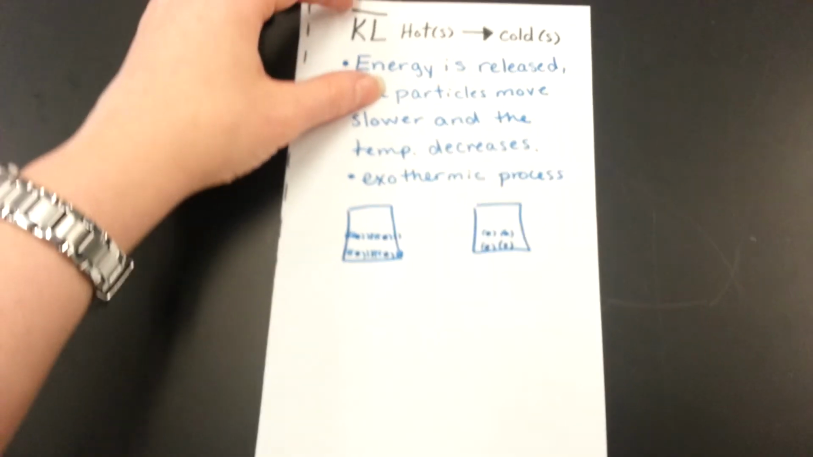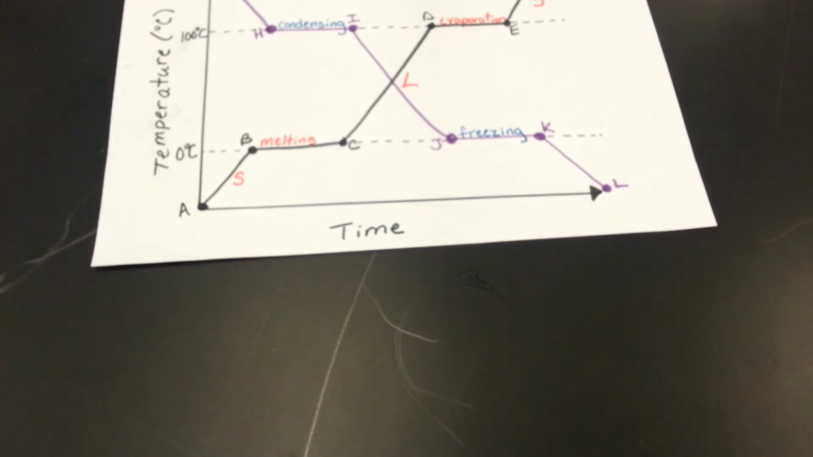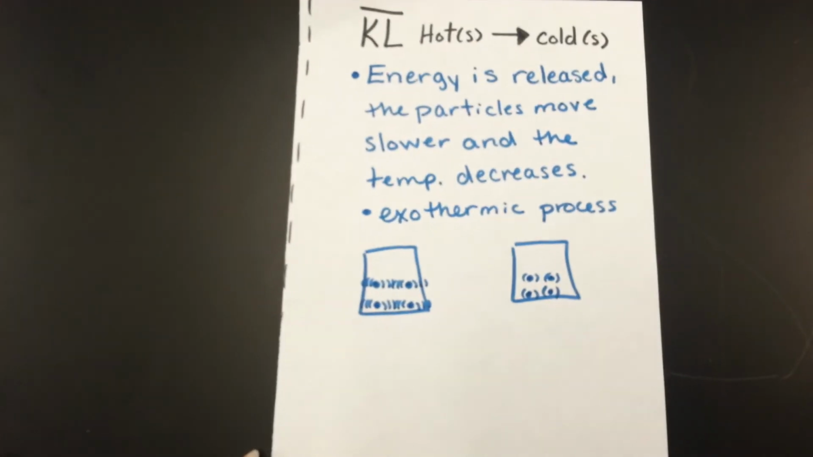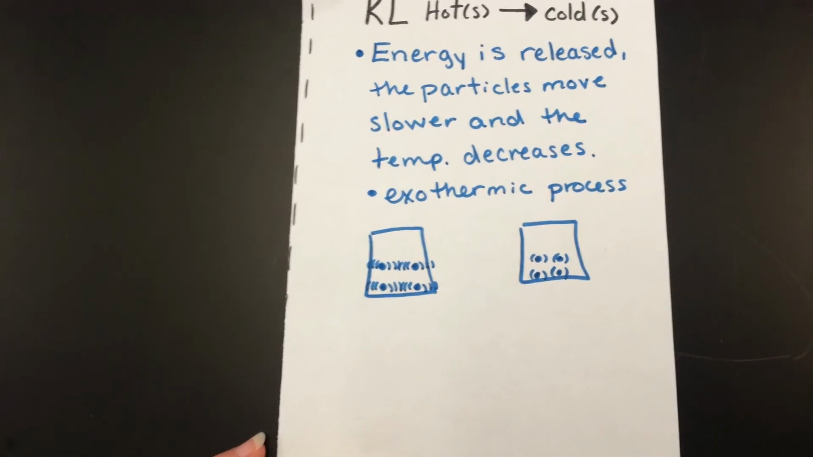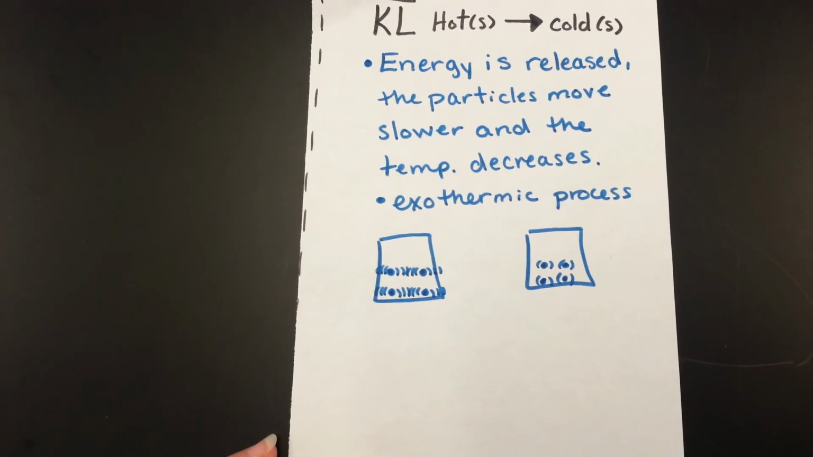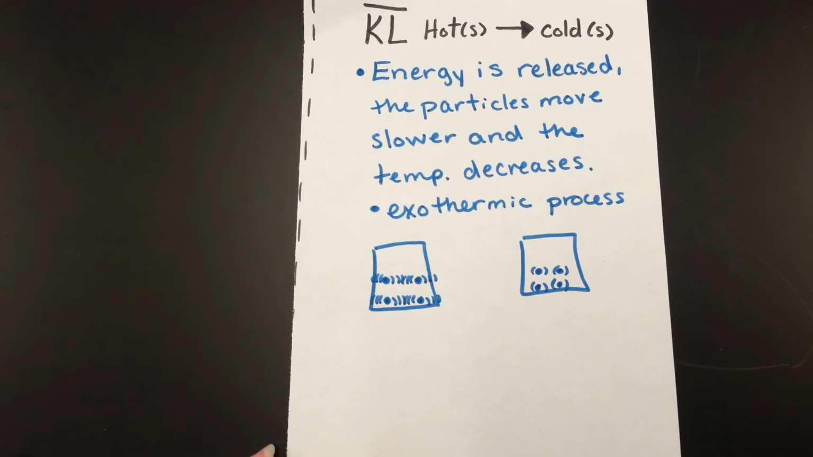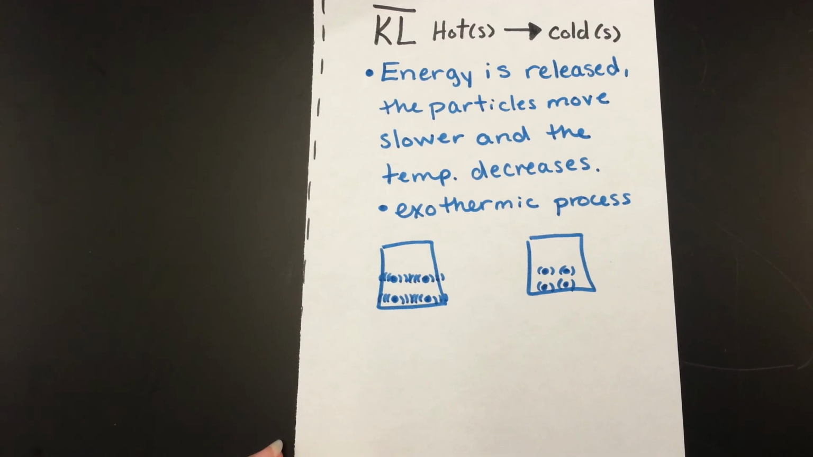Our last leg of our graph is our KL leg, where energy is released. The particles are still moving even slower as the temperature decreases. Still exothermic, but our vibrations are getting smaller and smaller and smaller.